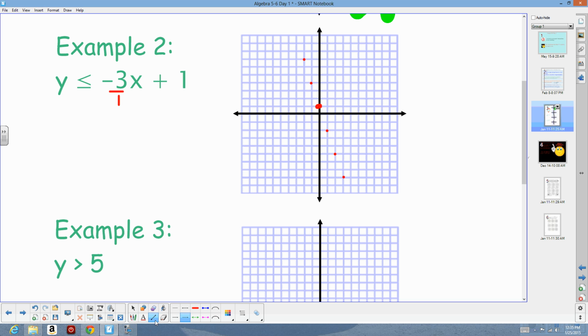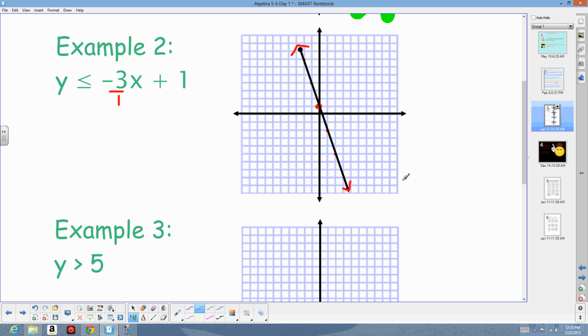This time when we make the boundary line, it's going to be a solid line because it has this equal sign along with the less than. So it's less than or equal to the points that are on this line. Arrows on the ends to show it keeps going in both directions.